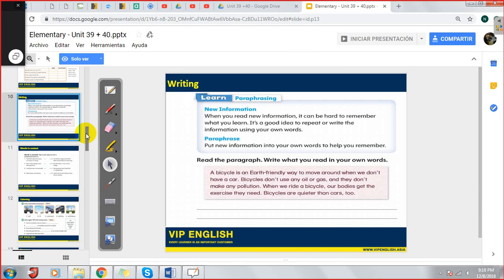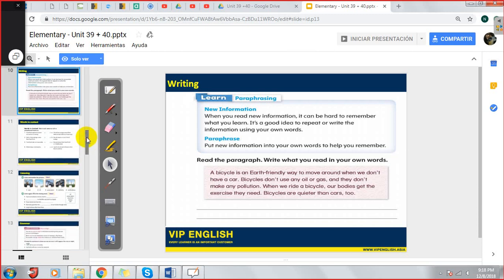Okay, now put this information into your own words to paraphrase. Just what you just read, put it into your own words. That is paraphrasing. Okay.